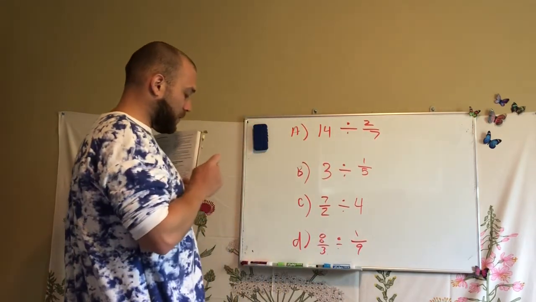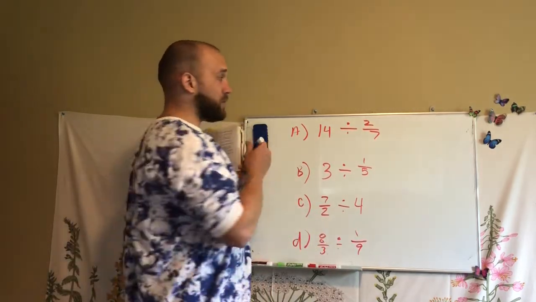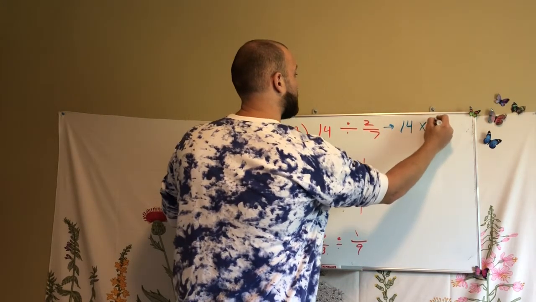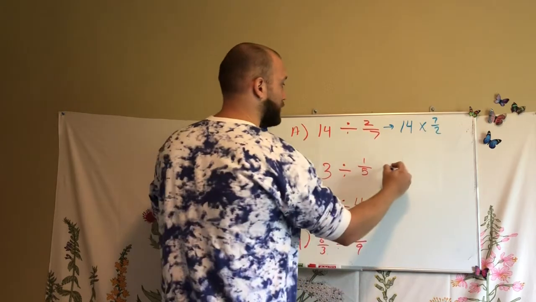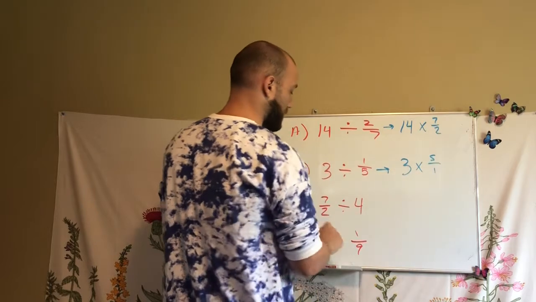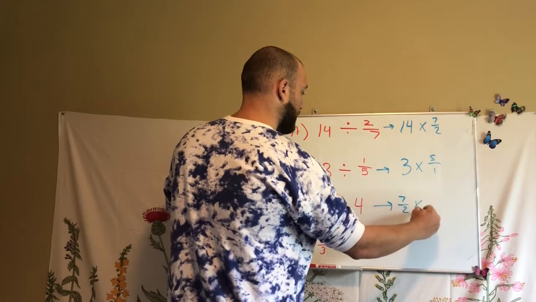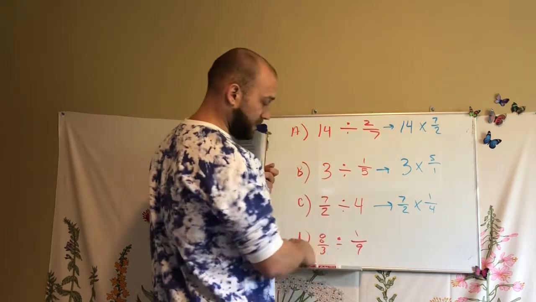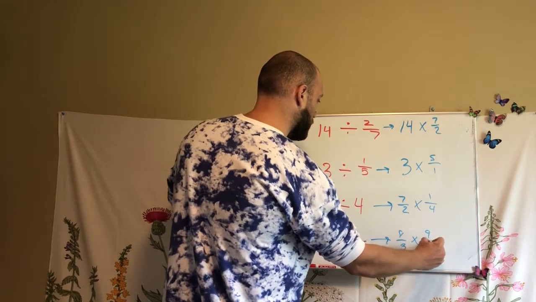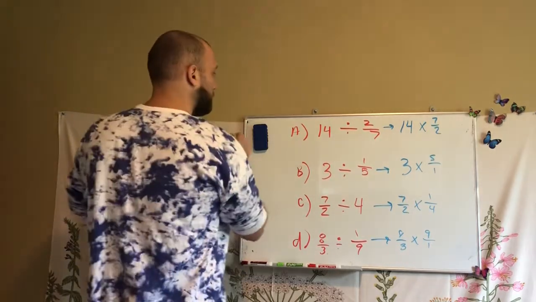Now remember, when you're solving this, you don't actually divide fractions, you turn them into the reciprocal. So this is going to turn into 14 times 7/2. This is going to turn into 3 times 5/1. This is going to turn into 7/2 times 1/4. And this is going to turn into 8/3 times 9/1. Don't forget to label your answer. Pause the video now to work these problems.